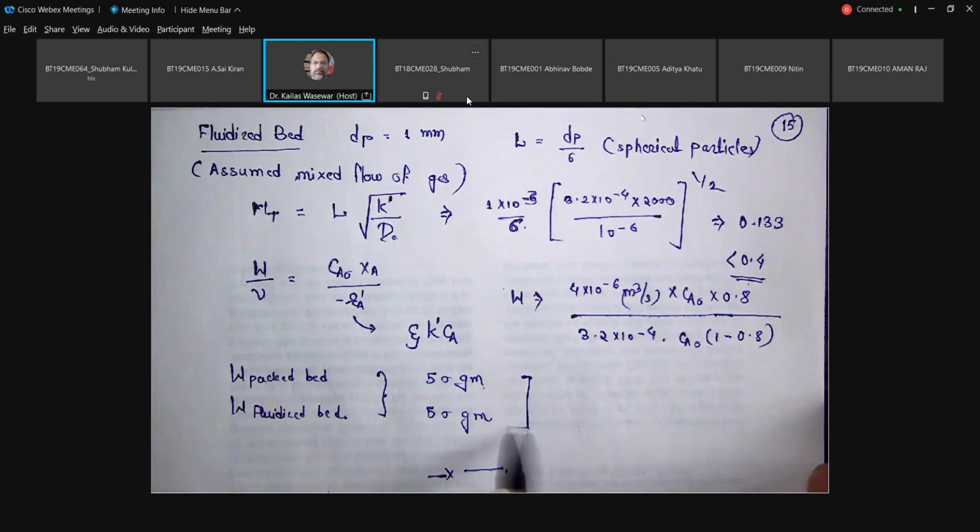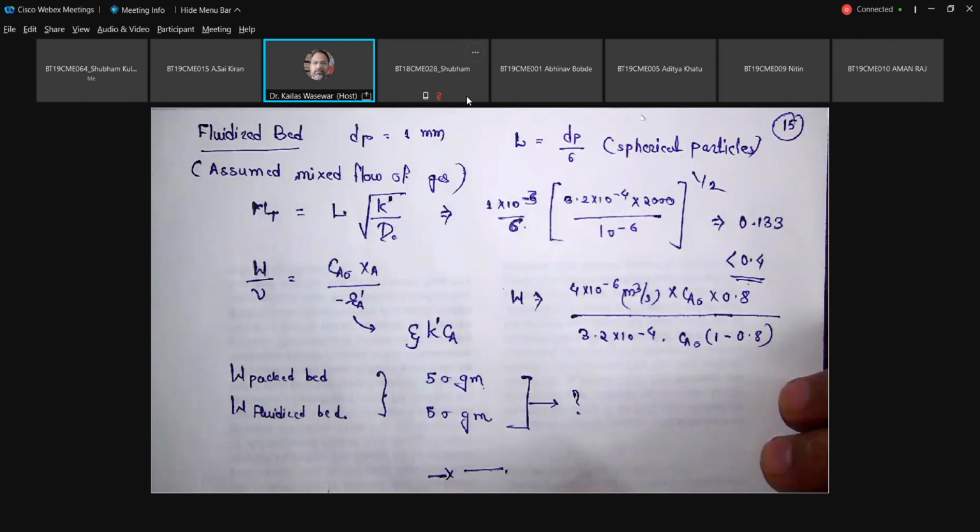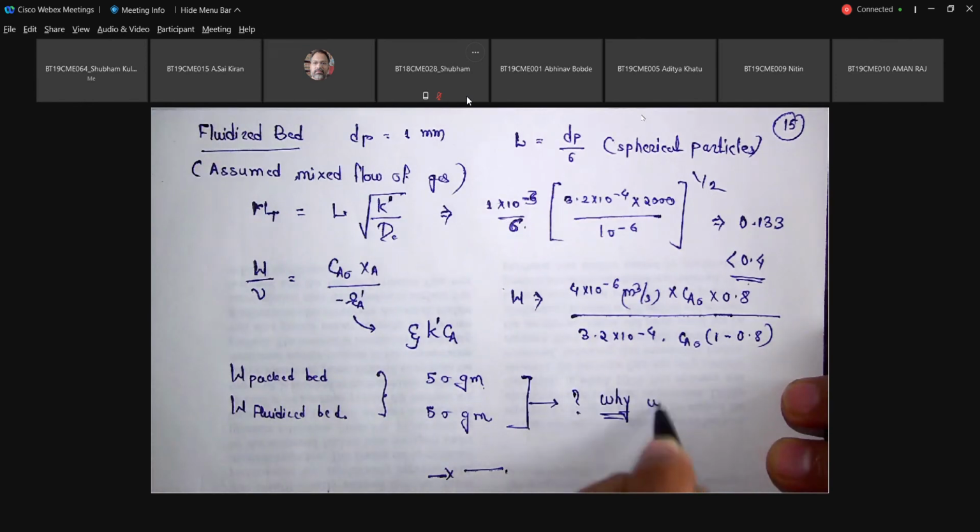Then which one would you prefer? How will you select which one is better, packed bed or fluidized bed, and why? Can you tell me? Anyone? Okay. You prepare this explanation.